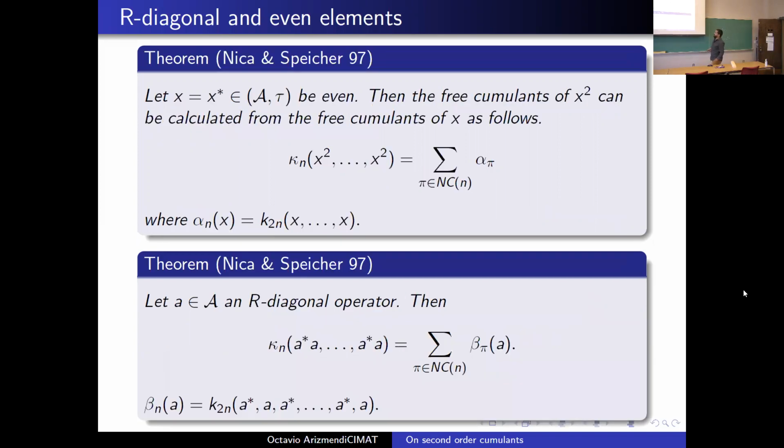And the reason is that one can calculate the distribution of the square of an even element. What is very nice is that you use a moment-cumulant formula. You see, this is the moment-cumulant formula, but instead of these alpha, which are the cumulants, you only take the ones which are non-zero. And for the R-diagonal case, it's exactly the same, but you take only the ones which are not zero. This was done by Nica and Roland Speicher in 1997 in this very nice paper.